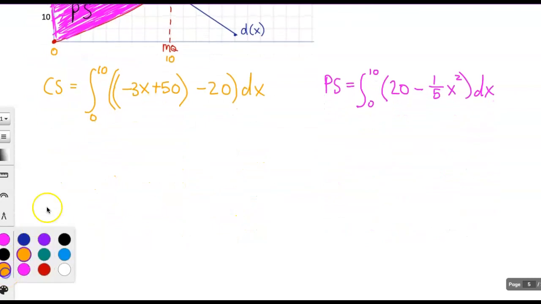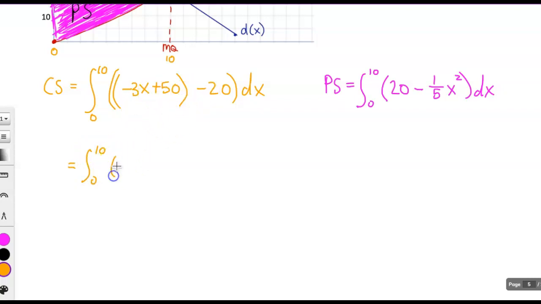So if we take the integral of the consumer surplus, we would integrate from 0 to 10, and I'm just going to clean this up. That would be negative 3x plus 30 dx. So that would be negative 3x squared over 2 plus 30x. No c because this is a definite integral.